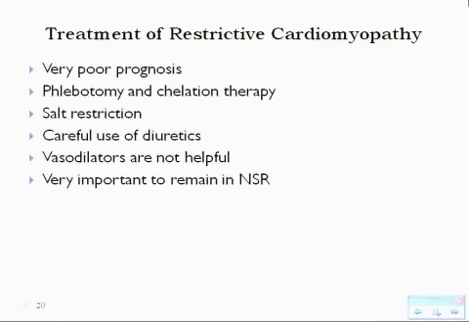Unfortunately, restrictive cardiomyopathies have a very poor prognosis. The good thing is that they're rare. The bad thing is that if you do have it, then you've got a very poor prognosis. They've been trying some new things, such as phlebotomy. Phlebotomy is more for the copper that can accumulate in your bloodstream. That'll treat that. Chelation therapy as well.